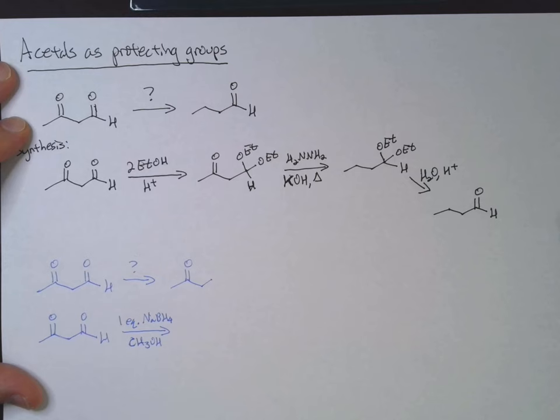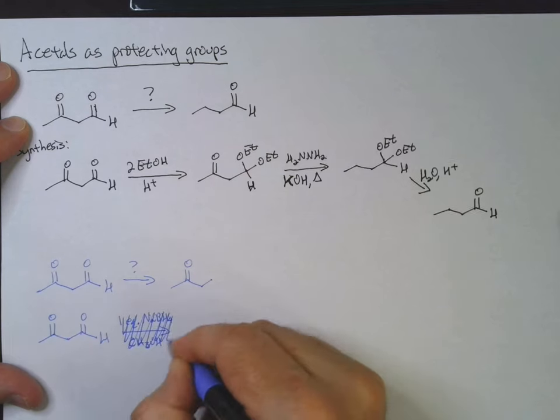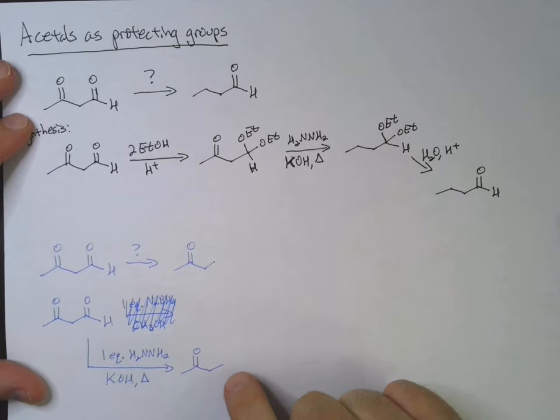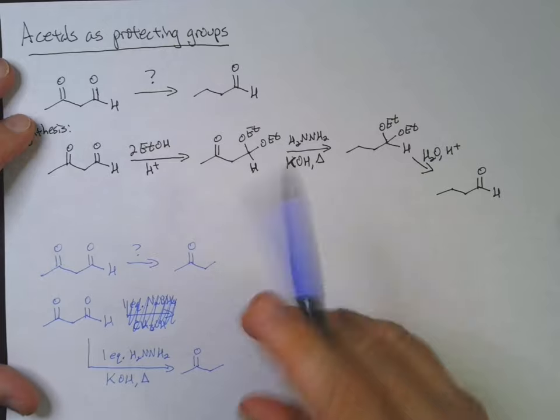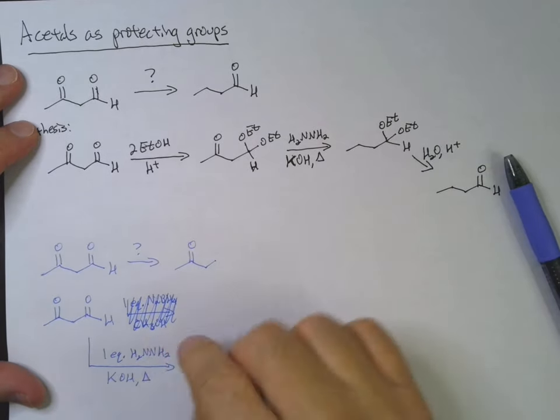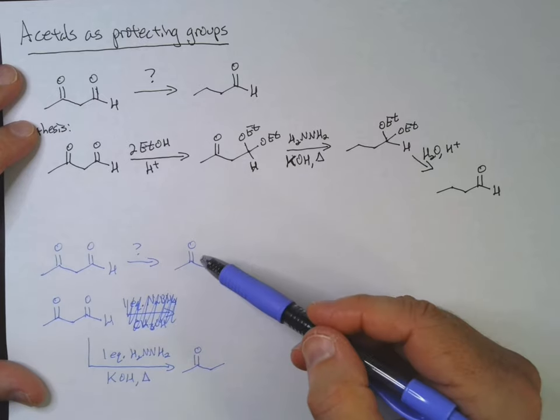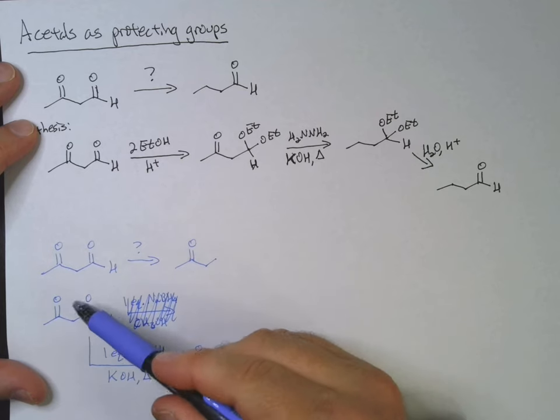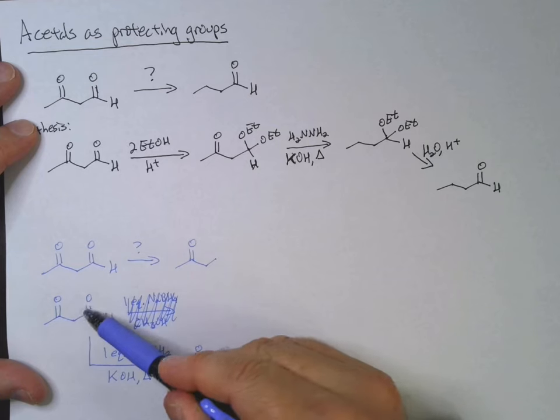Oh, you know what? I take that back. I don't think I want to do it that way. No, let's not do this one. Sorry. Let's do this. One equivalent, H2NNH2, KOH and heat. I'm not absolutely sure this would work. This other one would have just given me the alcohol, so don't worry about that. But my point is that, remember, the aldehydes are more reactive than the ketones. So if I control how much stuff I'm adding, it should preferentially react at the aldehyde instead of the ketone.